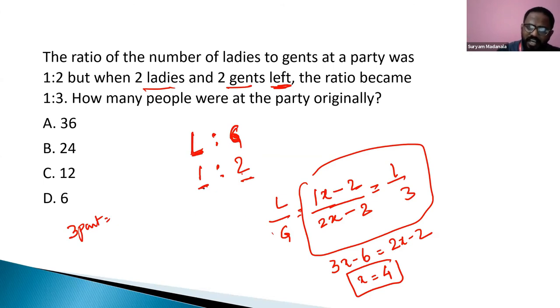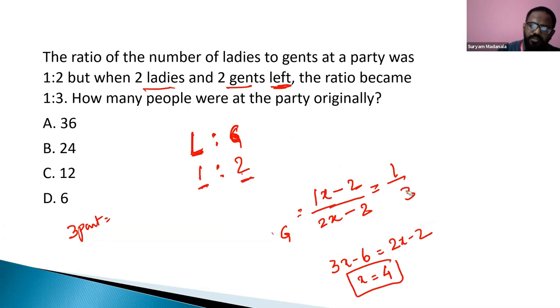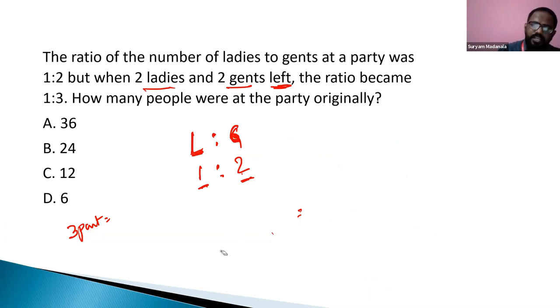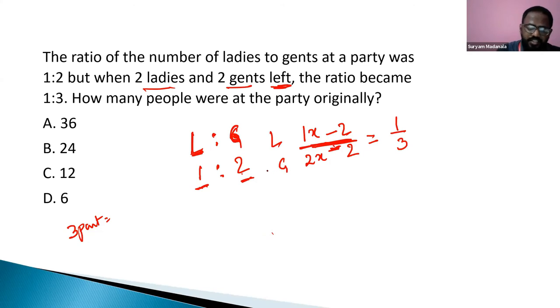Now, what I have done, I know that this ratio can be written as 1x by 2x. Yes, you can write this ratio as 1x by 2x. Getting it? Then they say that remove two. They're removing 2 from the ladies section, and they remove 2 from the gents section also. They've removed 2 from each of them. Finally, the ratio becomes 1:3. This is for ladies, this is for gents. You're catching it now? Yes.